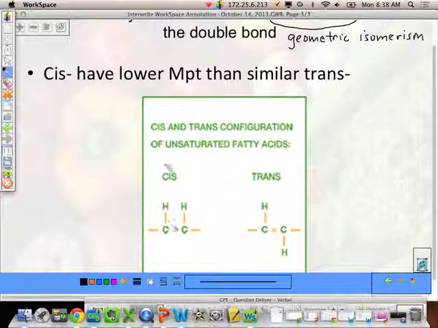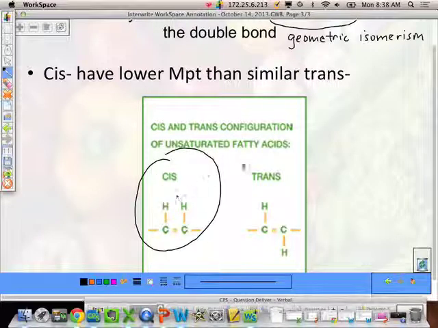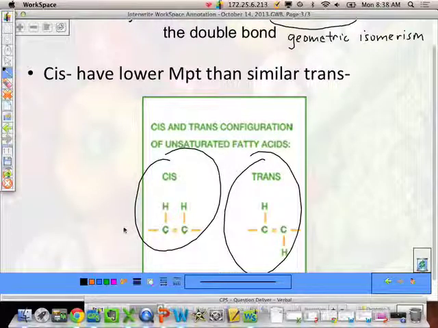So the cis is going in the same direction, trans in opposite directions. And again, we're looking at the double bond. Looking at what's happening with the double bond.